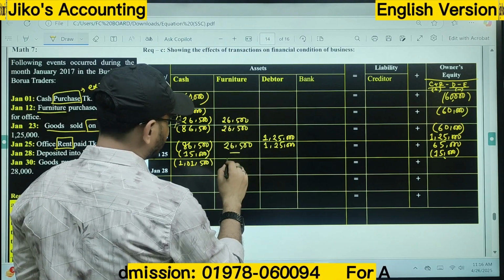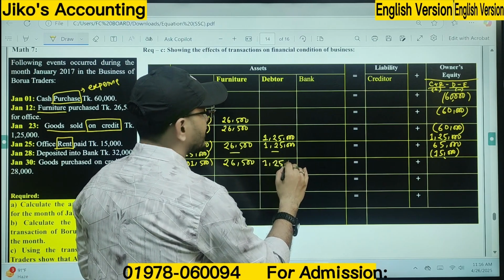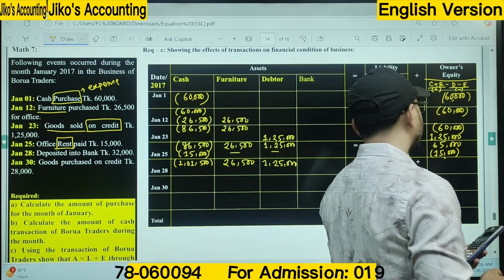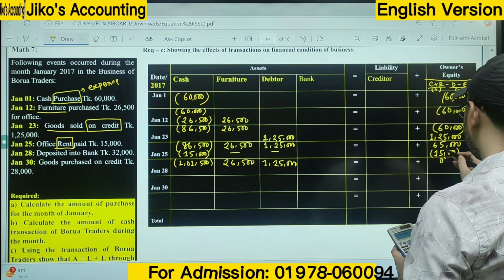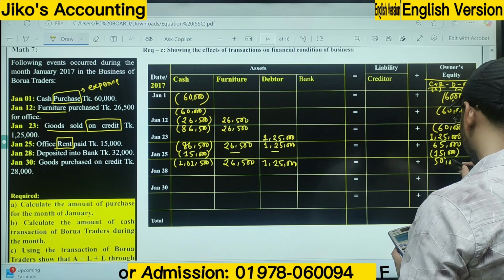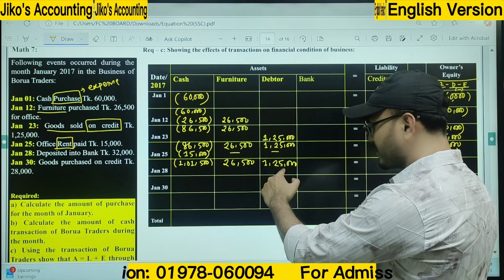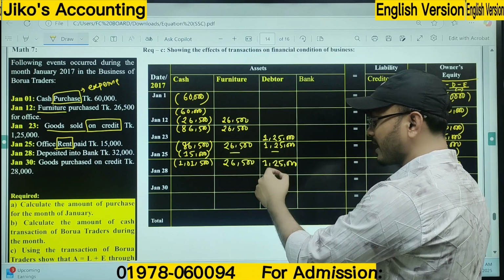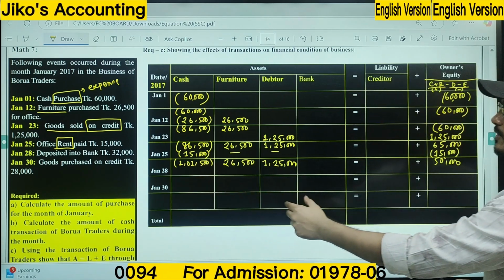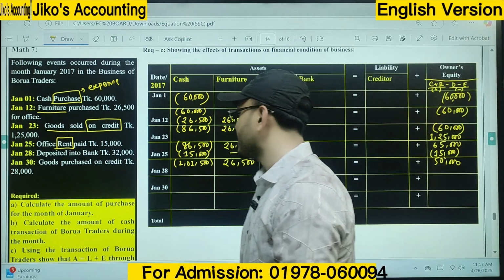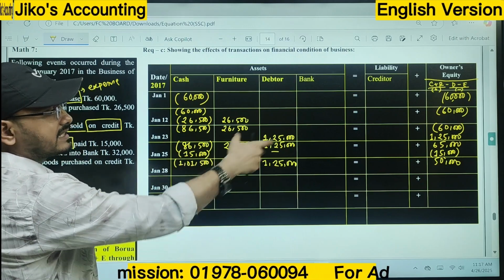Now what is my furniture? That should be placed as usual. 26,500 and here 1,25,000. How about my equity amounts? 65,000 minus 15,000. Okay, 50,000. Now again, we can do this one. What is our amount here? You can see here 1,25,000 plus 26,500. That means 1,51,500 minus 1,01,500. What will you get? Same value, 50,000 taka. You can see my cash amount is more than my reduction amount or the minus amount. That indicates the positive figure.